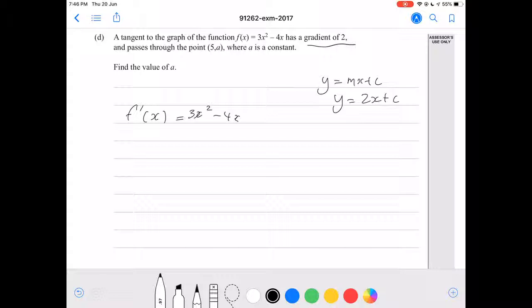So basically now we have our gradient function, and we know our gradient is 2. So we're trying to find what our x value is when the gradient is 2. So 2 equals 3x squared minus 4x, and 0 equals 3x squared minus 4x minus 2.